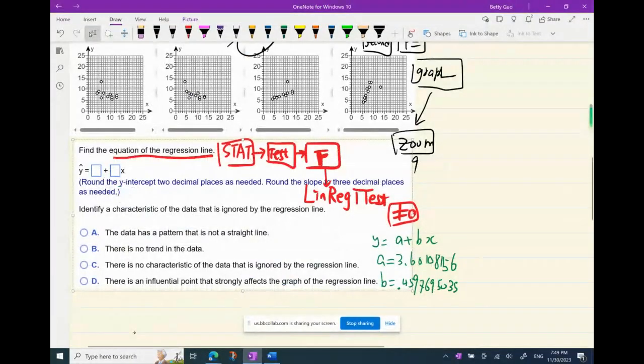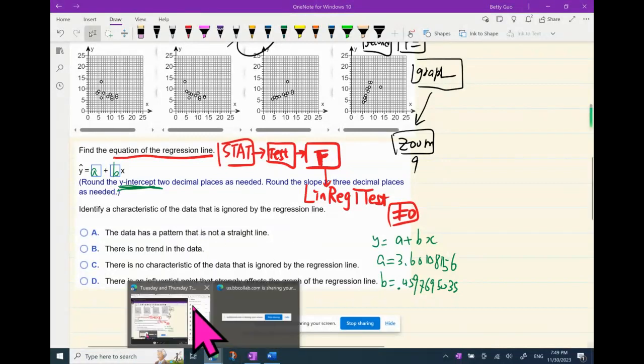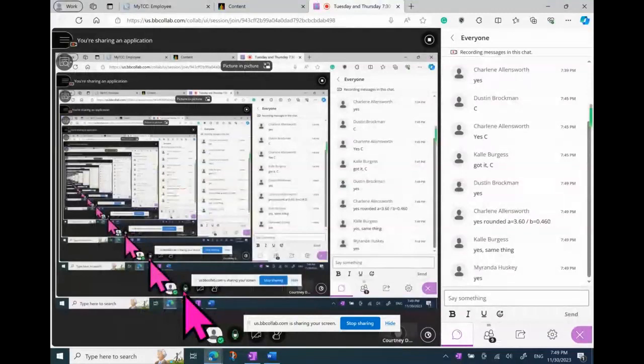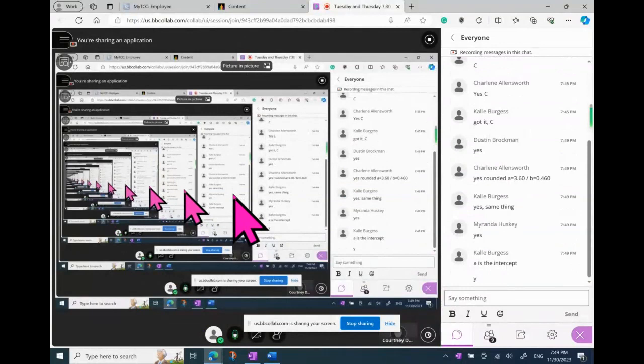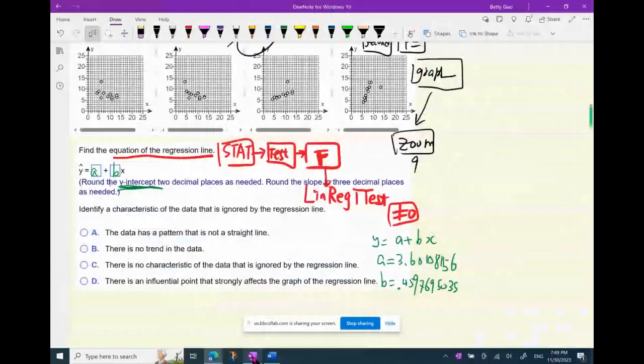Yeah, round the y-intercept. Okay, here I have a question. What is the y-intercept? A is here, B is here. Is A the intercept or is B the intercept? This takes a little bit of algebra. Can you answer me? What's the intercept? Yeah, A is the intercept. Awesome. Y-intercept. Perfect, exactly.